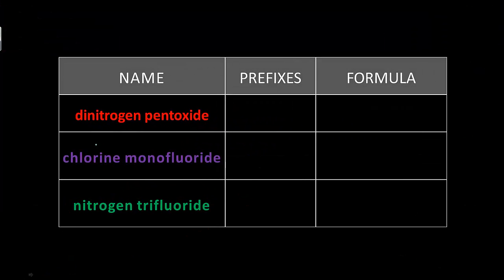All right, now let's go backward. We're going to have our name, and we are going to give our formula. We have dinitrogen pentoxide. Here is our prefix, di. Di means 2. Our next prefix is penta. Penta means 5. So it says here that we have 2 nitrogens, which is N, and we have 5 oxides, which is O for oxygen. So our formula will be N2O5.